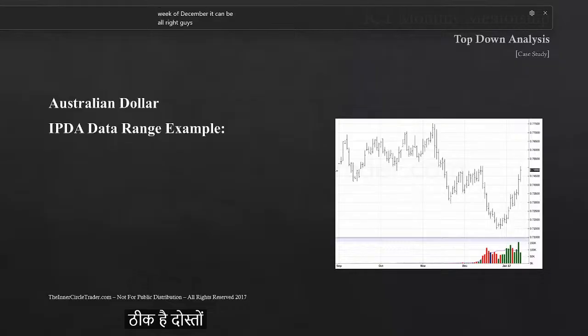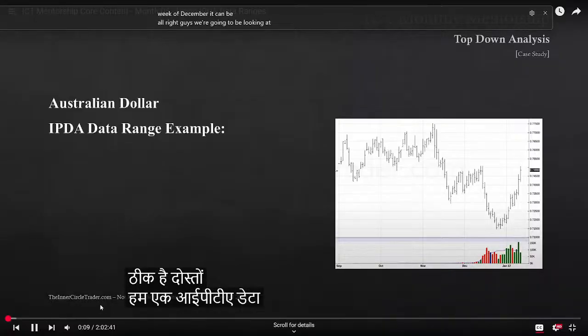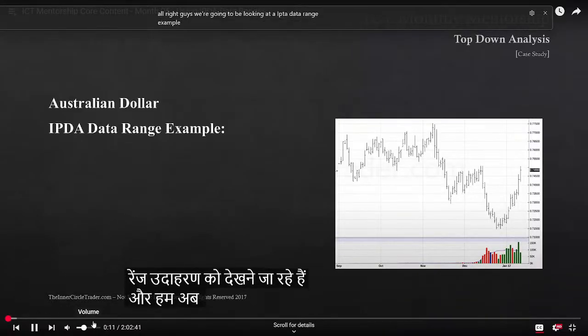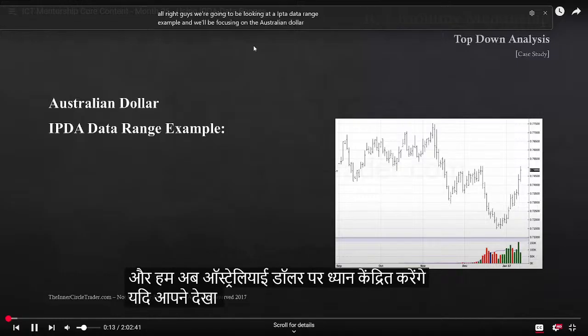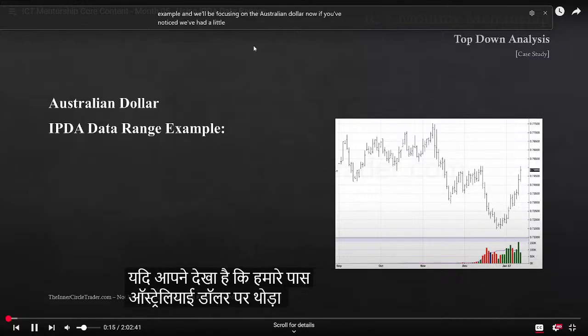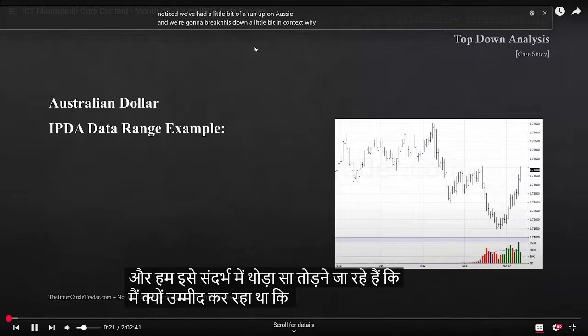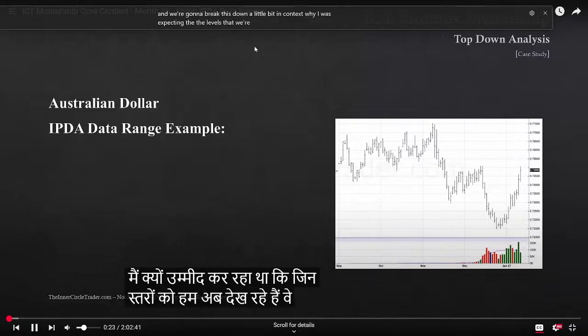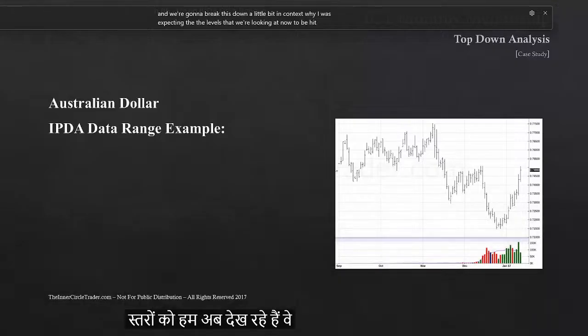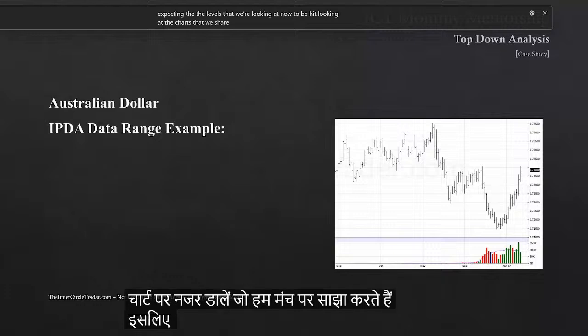All right, guys, we're going to be looking at an IPDA data range example, and we're going to be focusing on the Australian dollar. Now, if you've noticed, we've had a little bit of a run-up on Aussie, and we're going to break this down in context, why I was expecting the levels that we're looking at now to be hit, looking at the charts that we share on the forum.